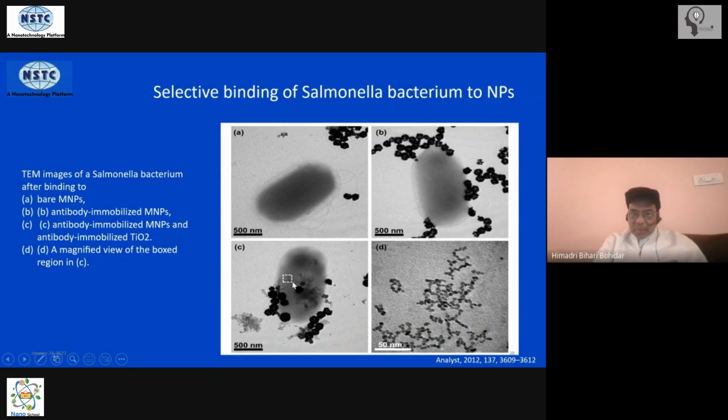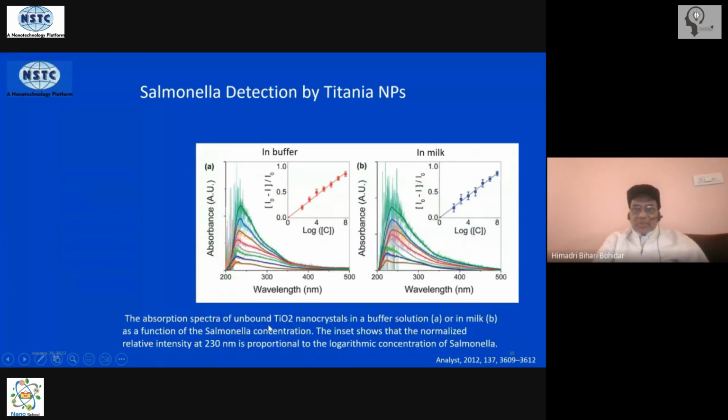And if you focus at one area and try to magnify it, you see so many of these nanoparticles on the surface. The binding is very, very intensive. On the surface of the bacteria, there's a huge amount of nanoparticles sitting there, compared to the only magnetic nanoparticle case here. So TiO2 has definitely helped us in enhancing the binding. More binding means easier detection. You see the detection of salmonella by titanium nanoparticles.